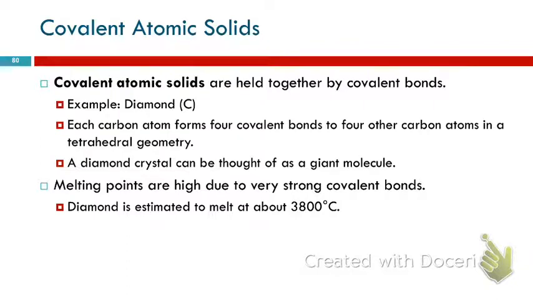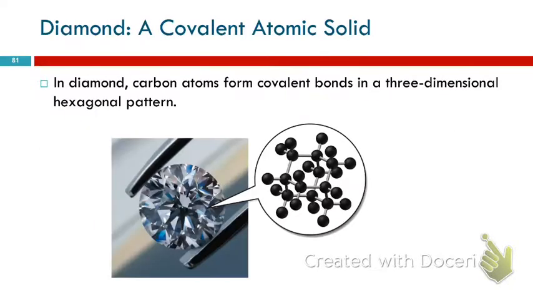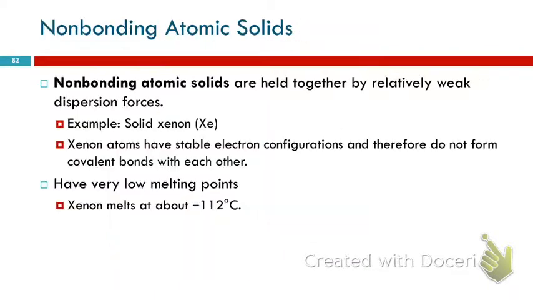Thank you. So covalent solids held together by covalent bonds. There aren't very many of these. These are somewhat rare. Diamonds are an example. A diamond crystal is essentially a giant molecule. Carbon atoms covalently bonded to each other. It'd be like this. So the carbon atoms are just covalently bonded all throughout the diamond. Solid xenon is a non-bonding atomic solid, just held together by dispersion forces, so really low melting points.